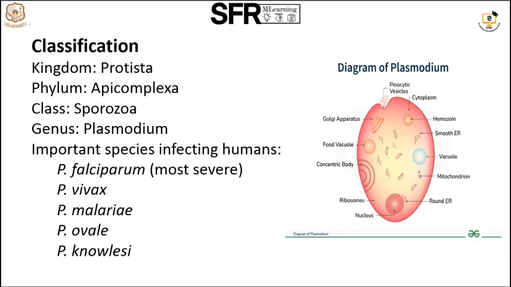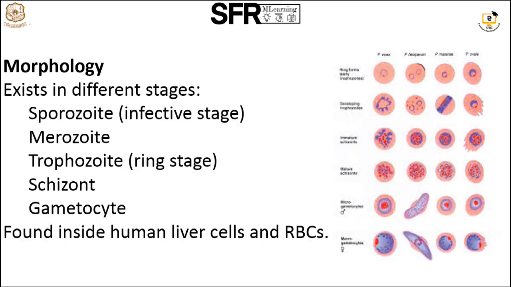Next we will see the classification. Plasmodium belongs to the kingdom Protista, phylum Apicomplexa and class Sporozoa. The genus Plasmodium includes several species that infect humans, such as Plasmodium falciparum, Plasmodium vivax, Plasmodium malariae, Plasmodium ovale and Plasmodium knowlesi. Among these, Plasmodium falciparum is the most dangerous and causes severe malaria.